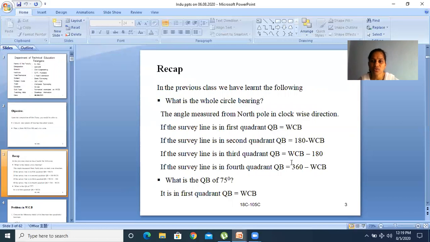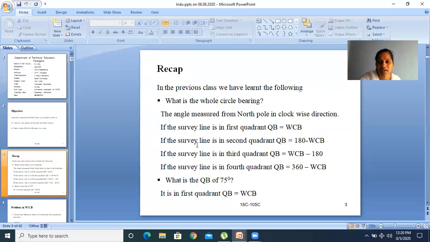In the previous class, we learned the following terms: whole circle bearing is the angle measured from north in the clockwise direction. If the survey line is in the first quadrant, QB is equal to WCB. You have to remember these conversions in order to convert from one system to another. So when the line lies in the first quadrant, QB is equal to WCB. There is no change.